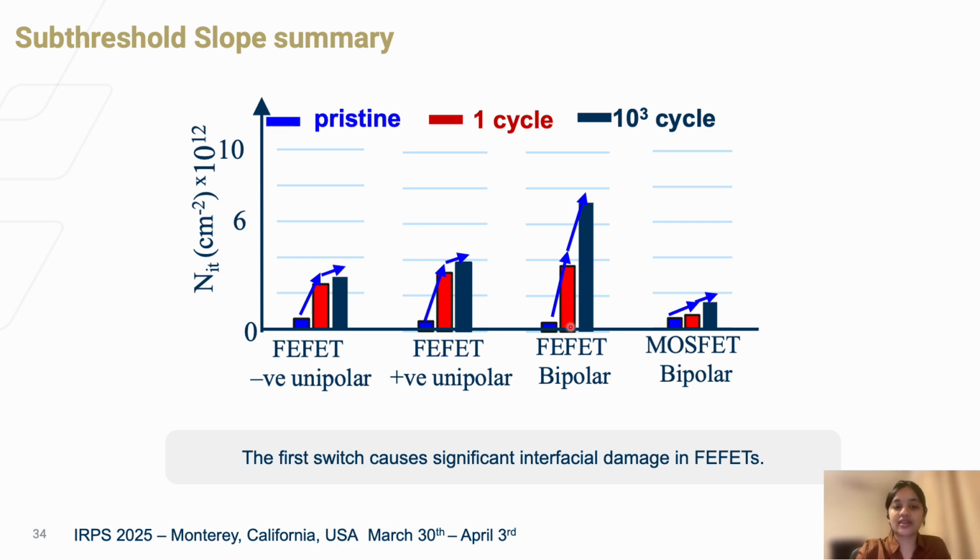But the important thing to notice here is that in the FeFET bipolar case, we have a significant jump also in the cycling case. What is interesting to note is that the degradation that we see in the very first pulse is almost equal to the degradation that we see in the subsequent 10^3 cycles. So about 50% of the total damage seen over its lifetime, and by lifetime I mean memory window closure, happens in the very first write pulse. This N_IT over here is calculated from the subthreshold slope directly. And we see that in the MOSFET case, neither the first switch effect nor the cycling degradation is occurring.